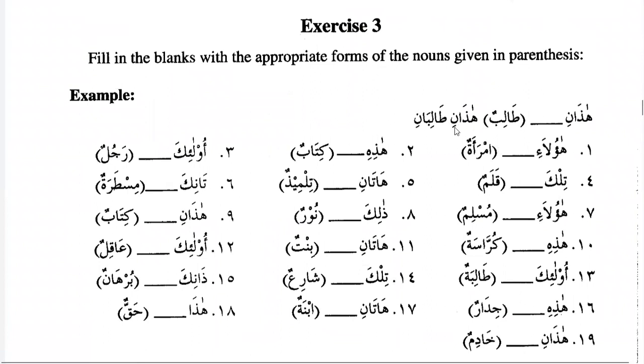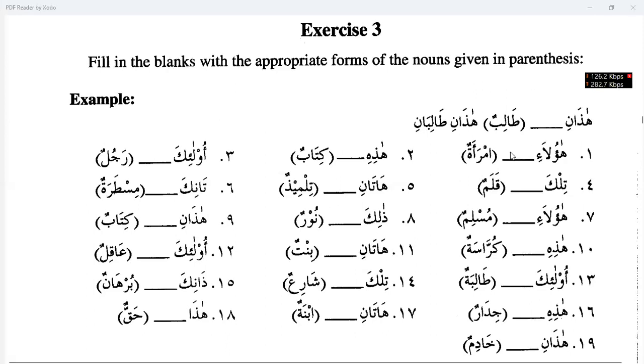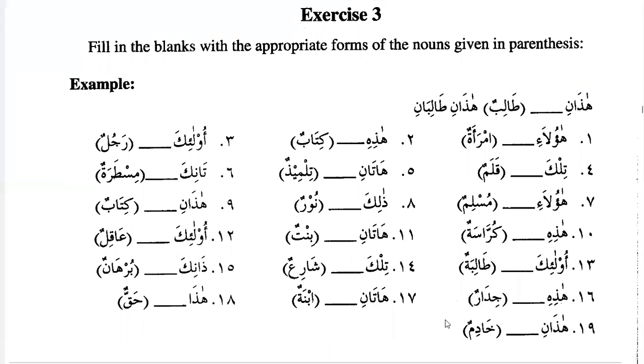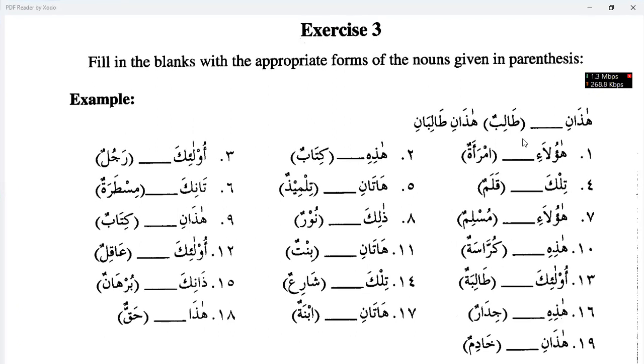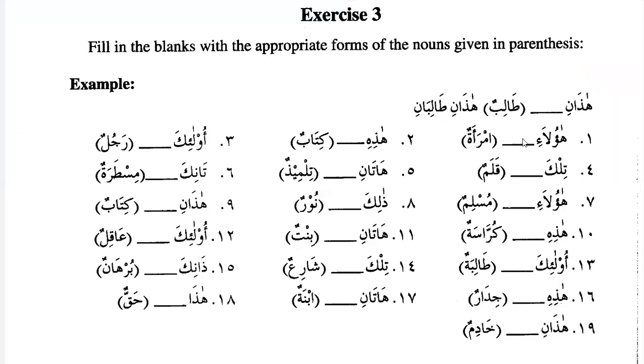So Hazani Talibani, these two are students. Now you'll use appropriate form of the noun. Miss Khatija, can you hear me? Sorry. Yeah. Please. Yes, fill in the blanks. Okay. Ha'ulahi nisa'un. Correct. Hadihi kutubun. Correct. Ula'ika rijalun. Correct. Tilka aqlamun. Correct. Hadani tilmidhani.